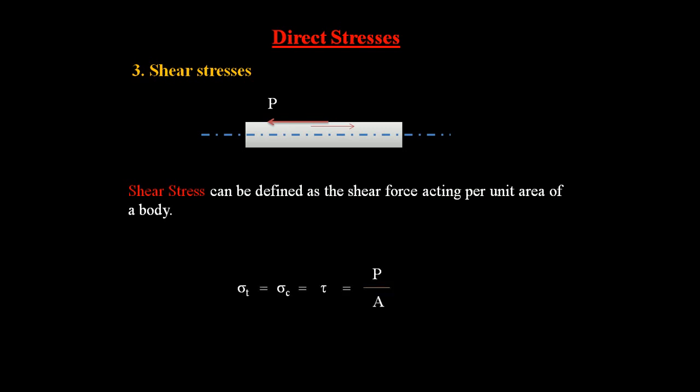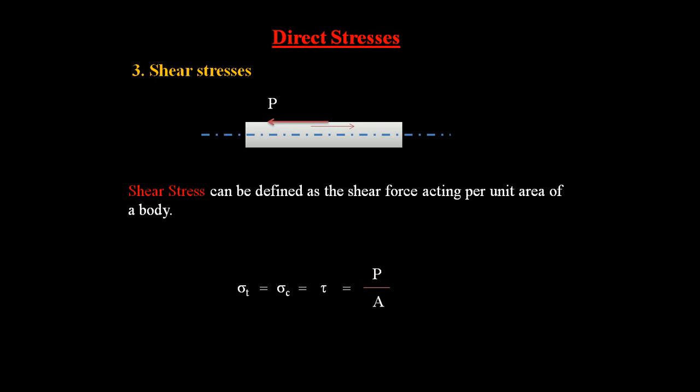And next we try to give a formula for finding the stresses here. The same formula we can consider, that is the basic formula, force by area. So any type of stress we are considering, based upon that type of force we need to consider.